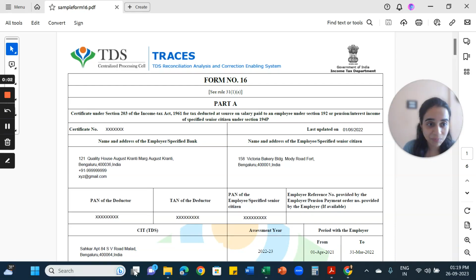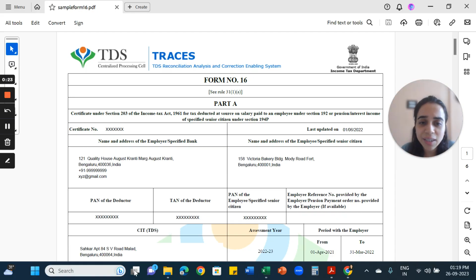Form 16. It's issued to salaried individuals by their employers, because the employer is the deductor and deducts TDS of the employee. The employee is the deductee here. So it is a certificate which indicates the amount of TDS on behalf of the employee. It contains all the information useful to the employee.